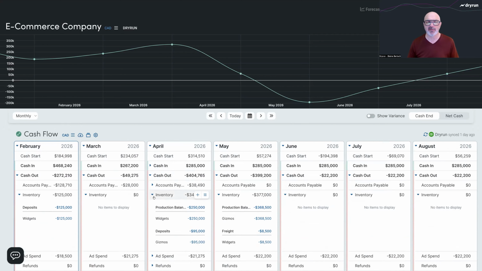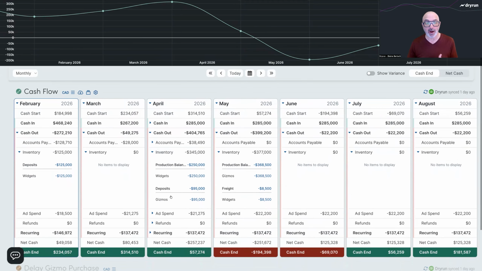So if I go into my cash out section here, you can see that this month we're dropping a deposit for some widgets that we're going to buy. And then in April, we're going to complete that purchase. And in May, we're going to have to pay for the freight so that we can send those widgets to us.